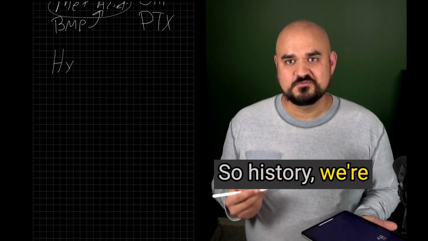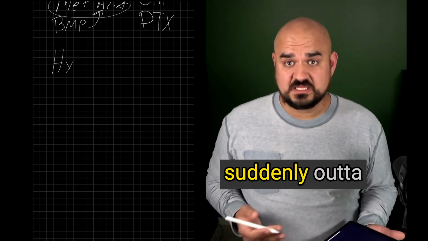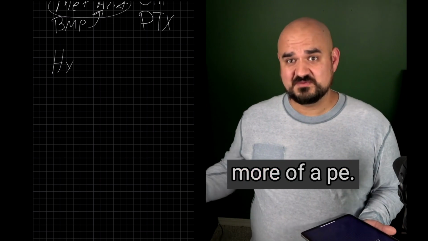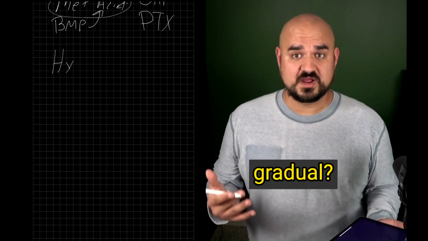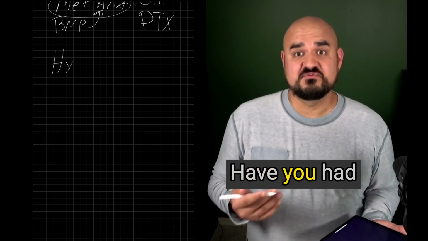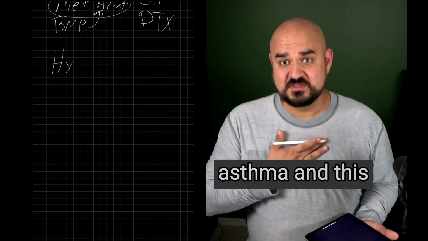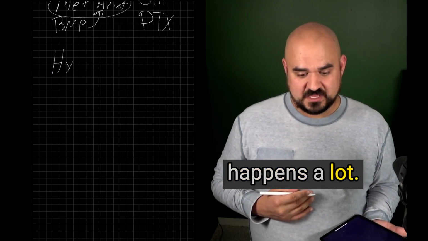So history, we're going to ask some questions like, when did this start? Did it start suddenly out of nowhere? In that case, I'm thinking more of a PE. Did it start gradually? Has it gradually been getting worse? Is this chronic? Have you had this before? They may walk in and tell you their diagnosis. Yeah, I have really bad asthma, and this happens a lot.